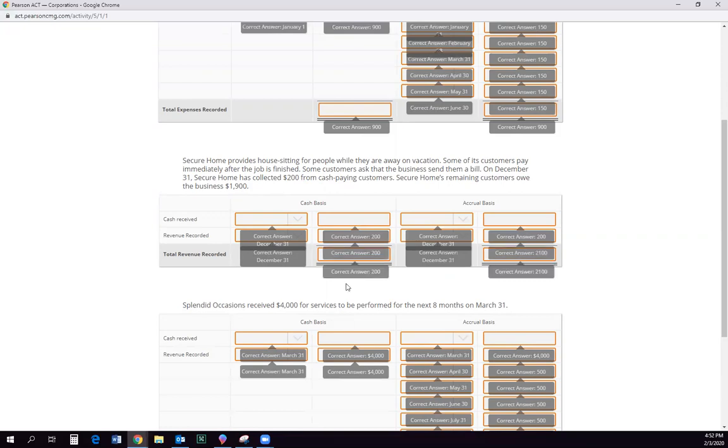What will happen is in the next month, when we collect the rest of the money that's owed to us, we'll record that as revenue at that point under the cash basis. Whereas with accrual, we've already recorded it because we've earned it, and now we'll just show our cash going up as we collect it.